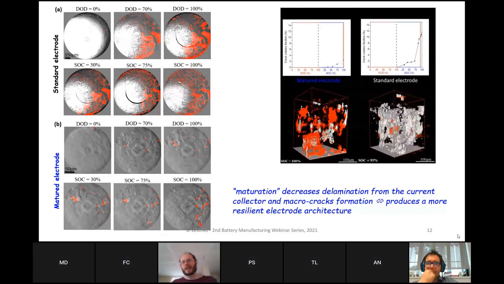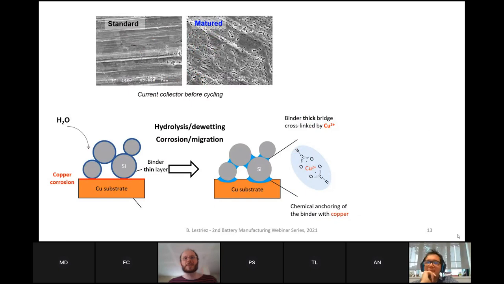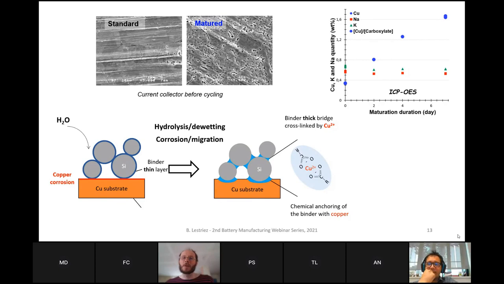So why? Next, we made, of course, some chemical characterizations, and we realized that during maturation, the copper collector was slightly corroded. You see the corrosion pits on the SEM image. Next, please. And we also found that copper could diffuse, migrate inside the electrode. On the right you have the quantification of the amount of copper in blue inside the electrode as a function of the maturation duration. So what is the phenomenon here?